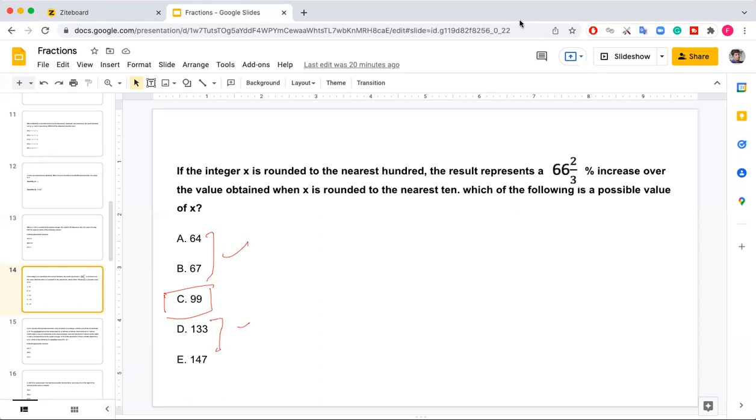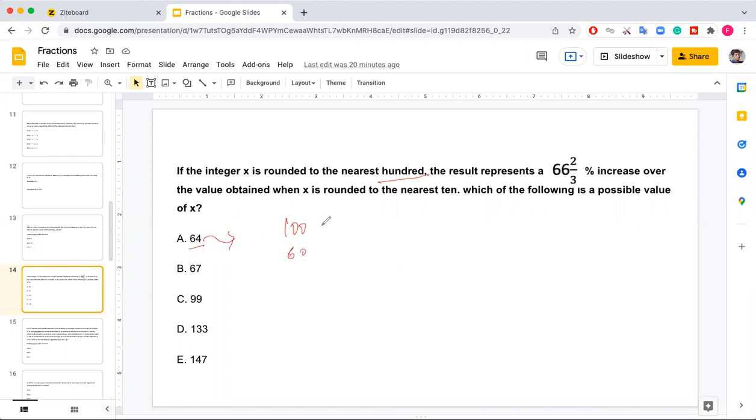No. Can you explain it again? We have 64. If you round it to the nearest 100, what is the answer? 100. If you round to the nearest 10, what is the answer? 60. We are rounding to 60, yes.